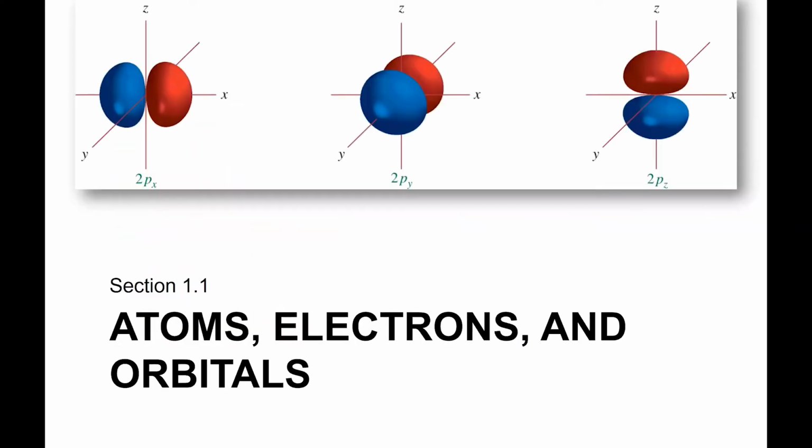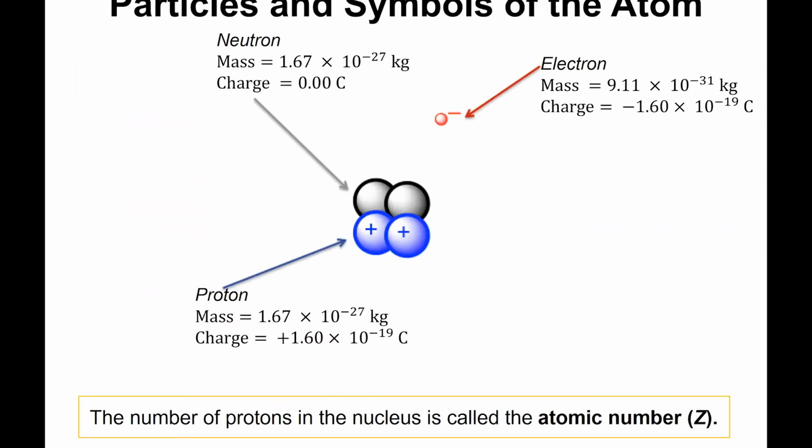Okay, so into section 1.1. Just a reminder of the makeup of an atom. Remember, an atom is mainly composed of three particles. First, the neutron, which has a neutral charge, and a proton, which has a positive charge. These two things make up the bulk of the mass of the atom.